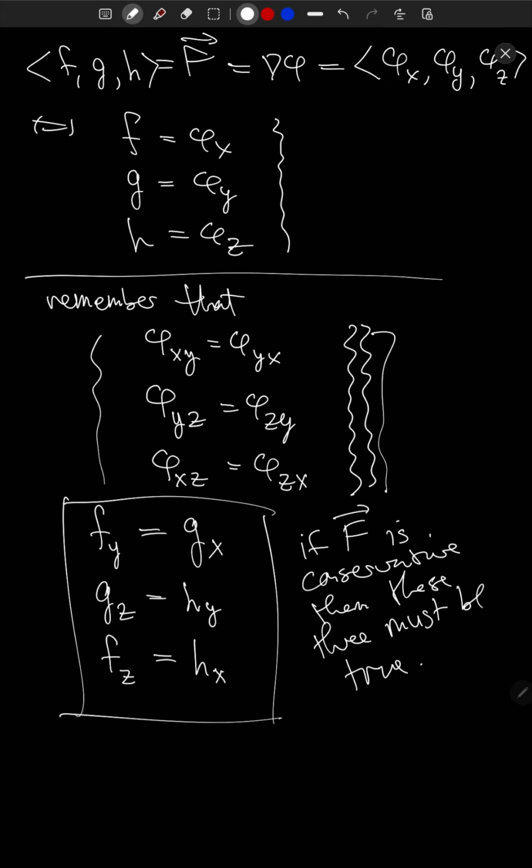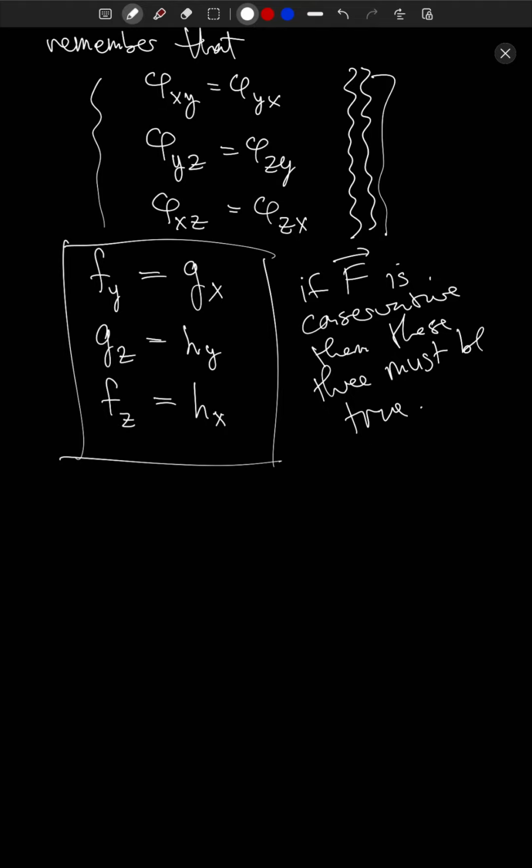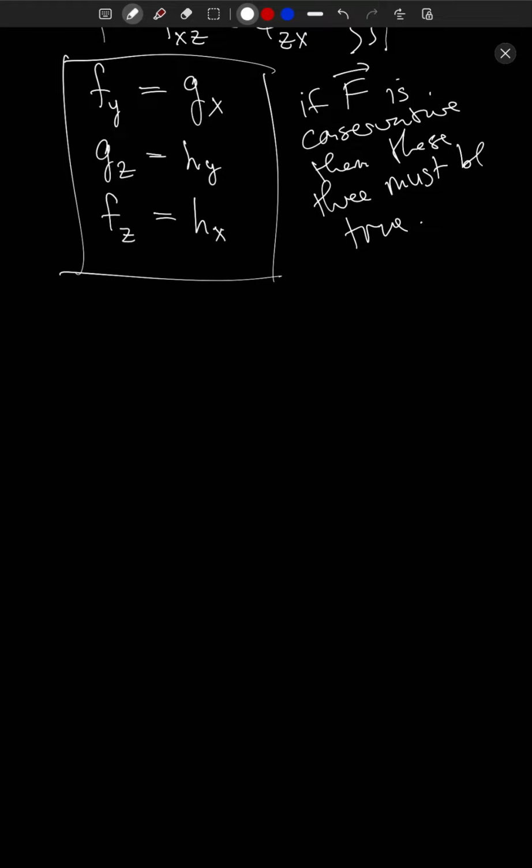Okay, so this means that we actually have one criterion for considering whether a vector field is conservative. If we take a random vector field defined by f, g, h, and f sub y is not equal to g sub x, then it's not conservative. Or if g sub z is not h sub y, not conservative. Or if f sub z is not equal to h sub x, not conservative, for sure. Because if you're conservative, these three have to be true.